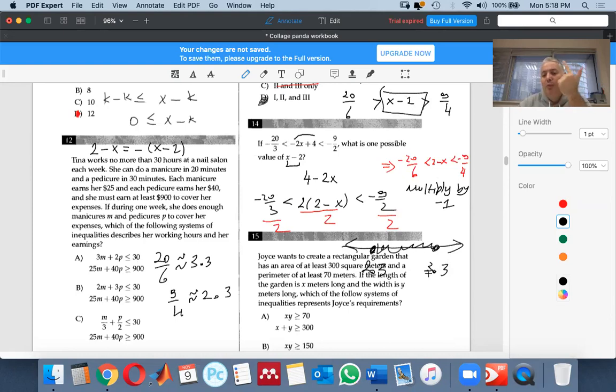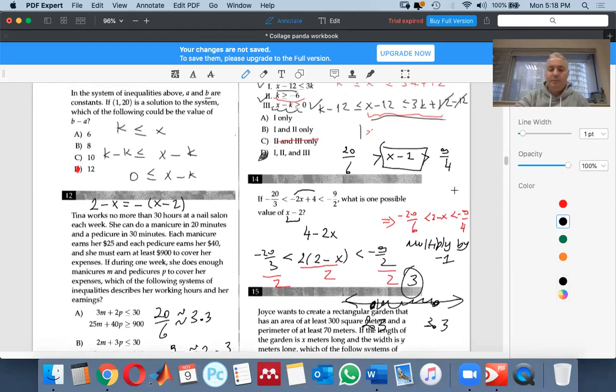So tell me one of the possible values of x minus 2. Tell me one number between 2.3 and 3.3. There are lots of numbers. Just one of them is 3, or 2.5 or 2.6. I mean, that's it. One of them, one of the results. Okay.